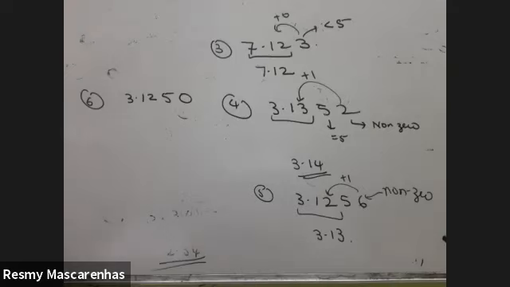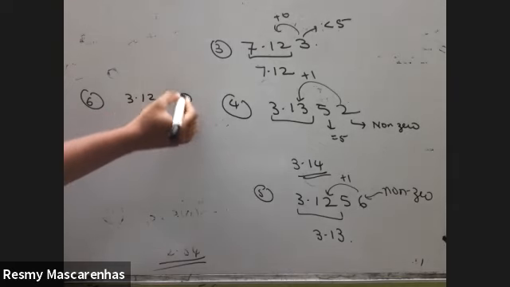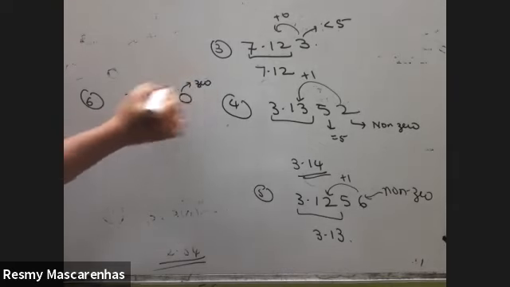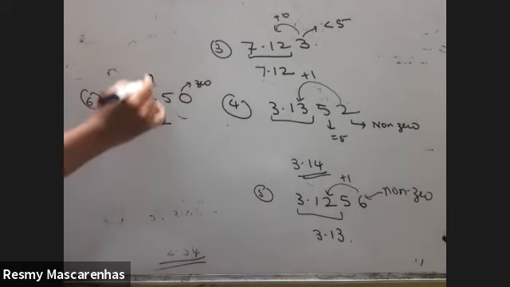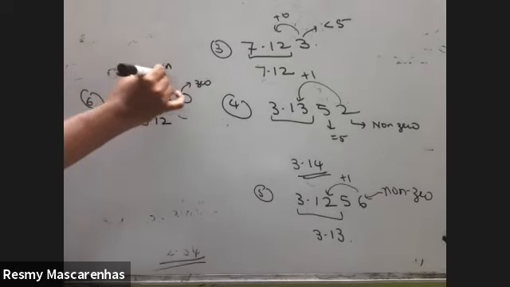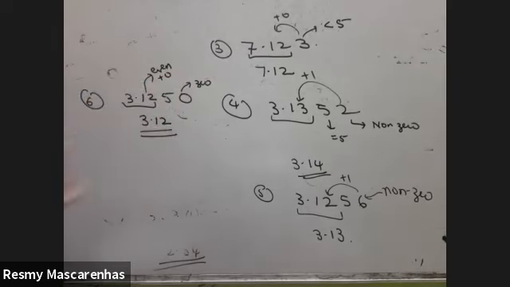Answer for the sixth one. 3.12. Yes, 3.12. Because this is 0, so we have to come back here. This is even. Given is plus 0. This is how it works.